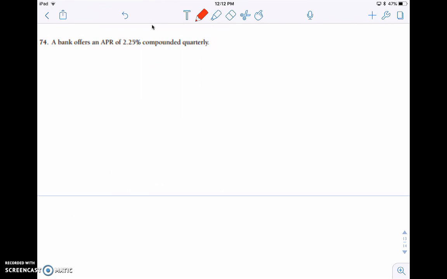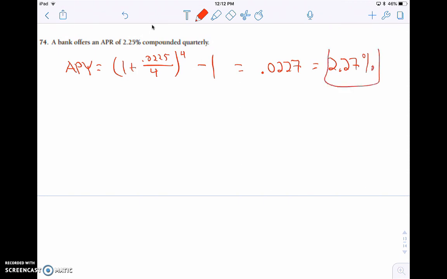Okay, this next one we have as a practice again: a bank offers an APR of 2.25% compounded quarterly. We want to find the APY, so we're going to have APY is equal to 1 plus 0.0225 over 4, since there are 4 quarters in a year, raised to the 4th, minus 1. We get approximately 0.0227 or 2.27%. So again, we can see here that compounded quarterly, our APY is a little bit bigger than our APR, again because of that compounding quarterly.